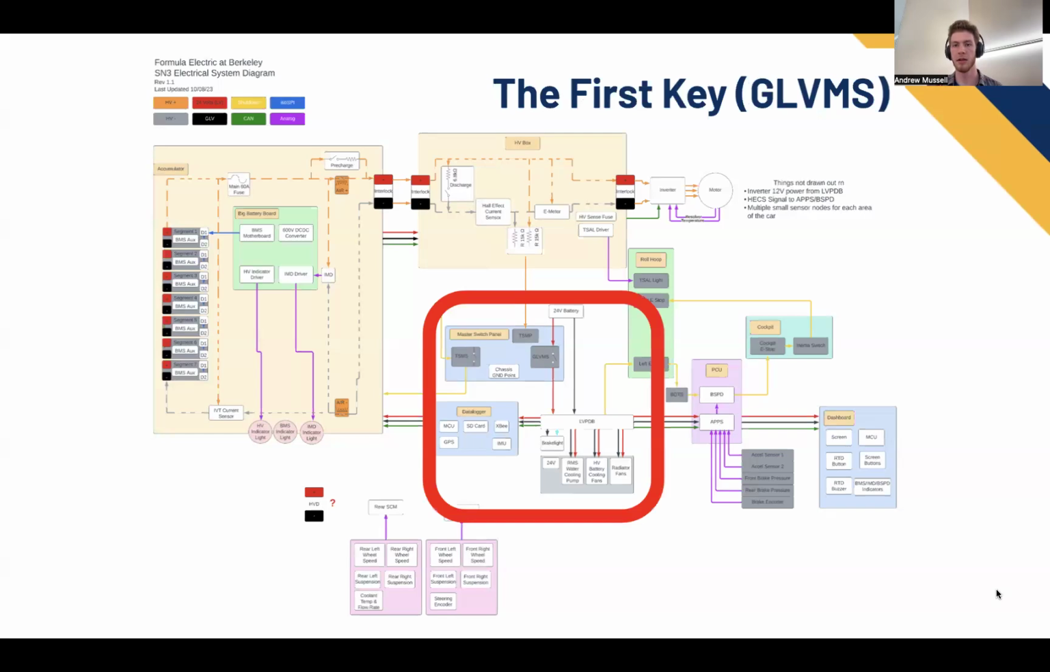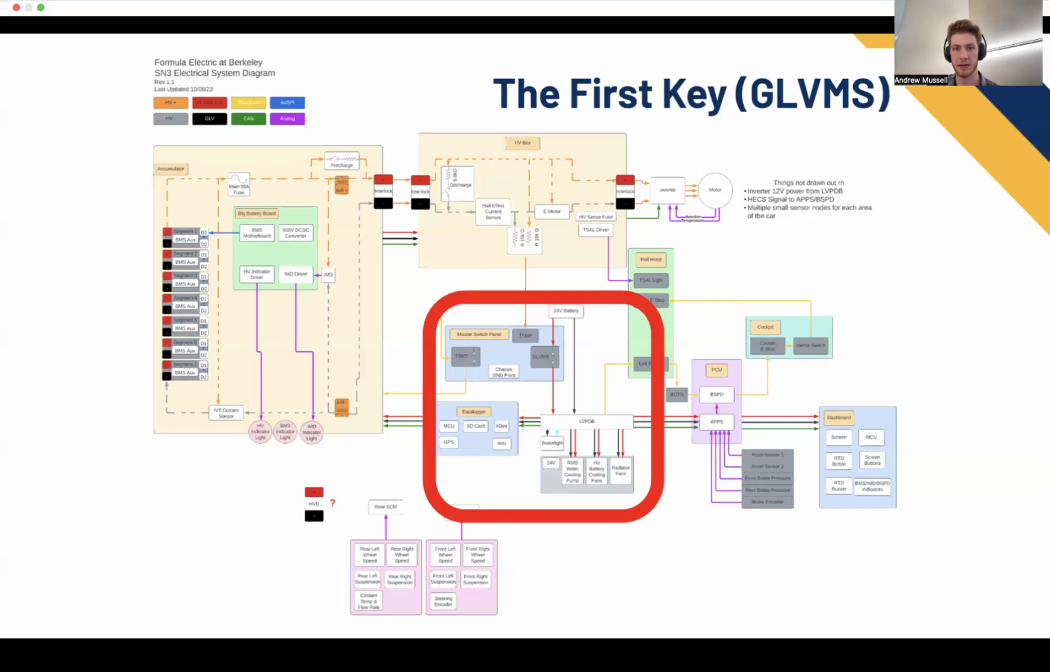When you walk up to the car, the first thing that you do is plug in the GLV master switch. What that stands for is grounded low voltage, and that's basically the entire low voltage system. Our chassis is our low voltage ground, so that's sort of what it's referring to, but it refers to everything low voltage on the car. So there's two keys on the side of the car, which you can see in this master switch panel in the middle. Our grounded low voltage master switch will connect the low voltage 24 volt battery.